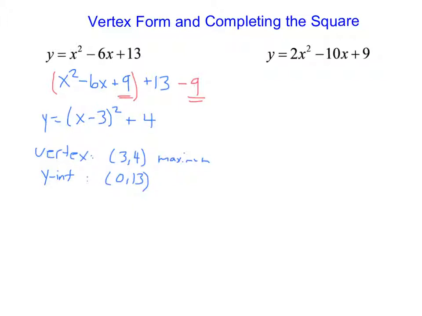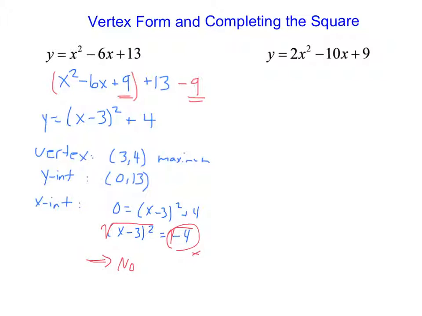And vertex form will also let us get the x-intercepts pretty nicely. X-intercepts is when y is equal to 0. So you're going to set this up 0 equals x minus 3 quantity squared plus 4, and then you're going to have x minus 3 quantity squared equals negative 4, taking the square root of both of these sides, and you got the square root of a negative, so that's going to lead to no x-intercepts. So, okay, we got that one.